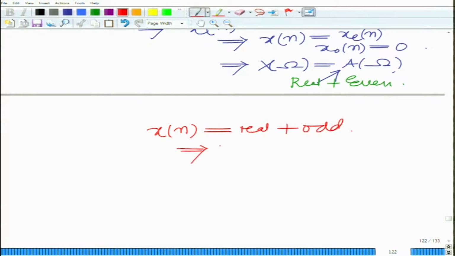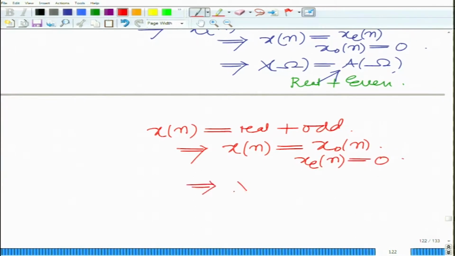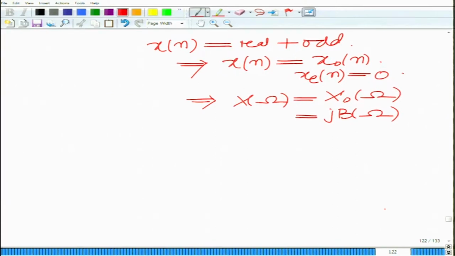Now this implies that x[n] equals the odd component; the even component is 0. If x[n] is an odd signal and x_e[n] equals 0, this implies X(ω) equals the odd component X_o(ω), which is equal to jB(ω), which is purely imaginary and odd. Remember, B(ω) is odd and this is a purely imaginary function.